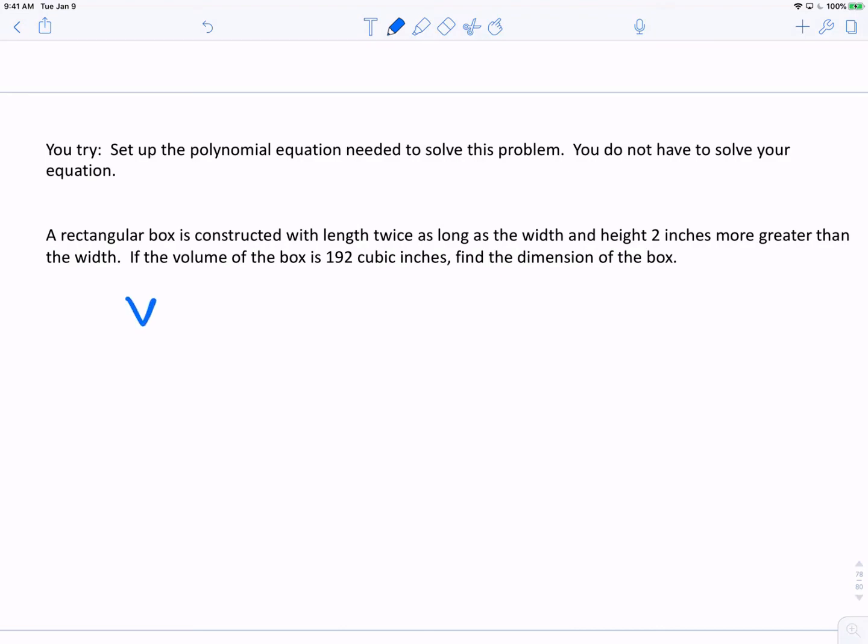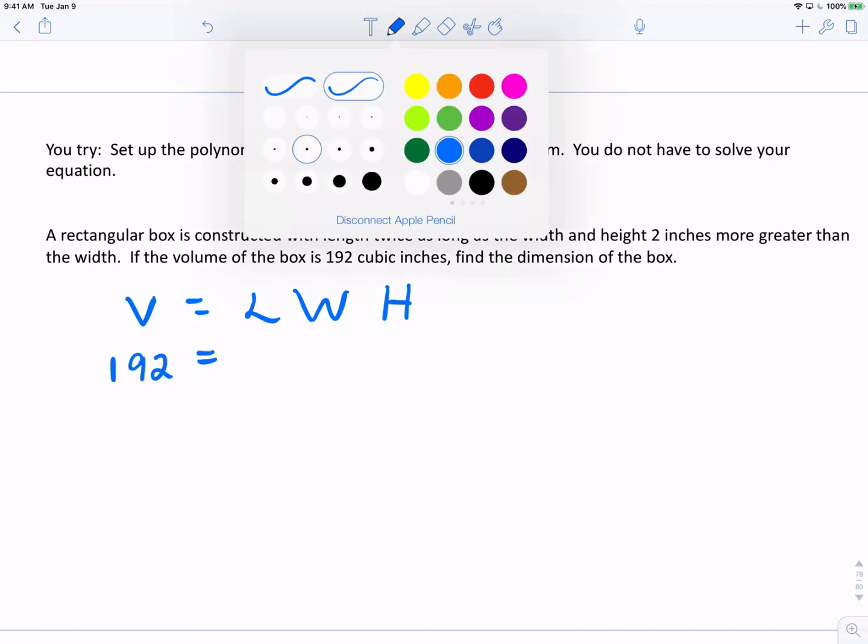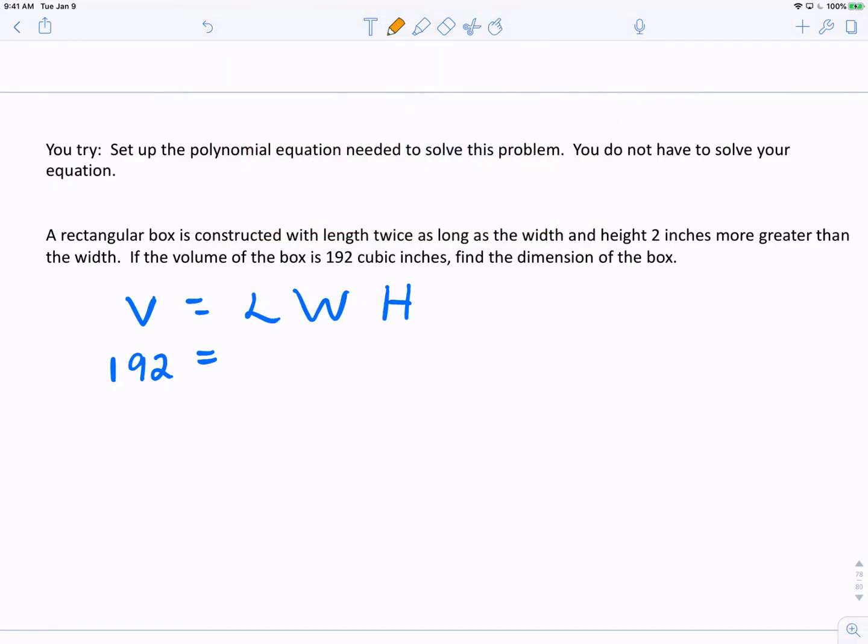I'll help you get started. The volume is equal to the length times the width times the height. We're told that the volume is 192. And then you just have to go through and pick out these phrases that you know are important. The length is twice as long as the width, so that gives you something to fill in here. And the height, 2 inches greater than the width, so that gives you something to put in here. And we have the width is w. So go ahead and fill those in, make one side equal to 0 and simplify. And then you can check your answer.